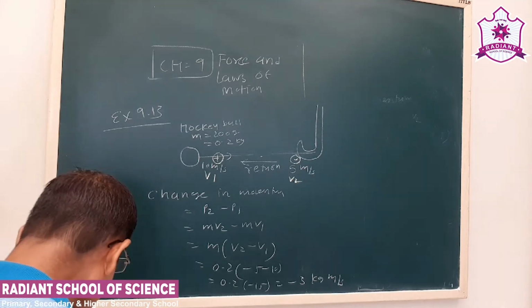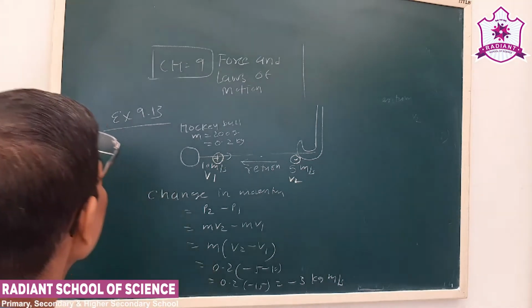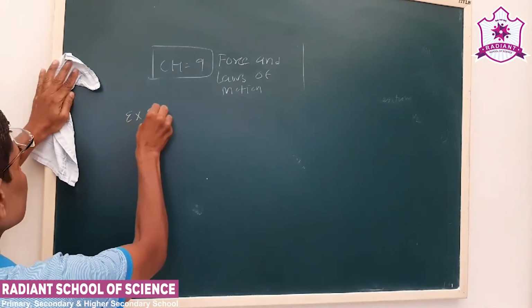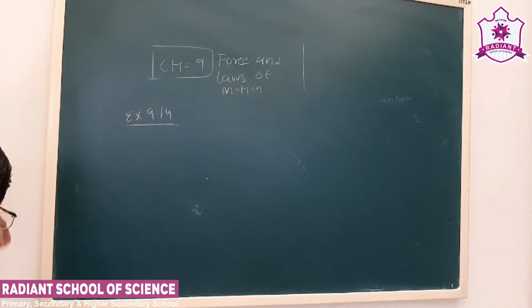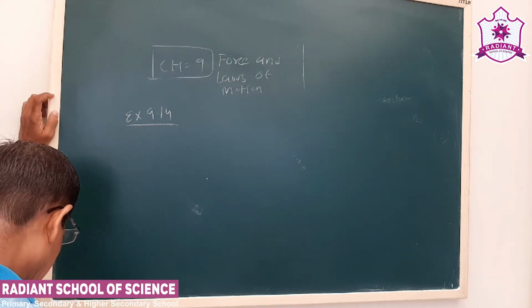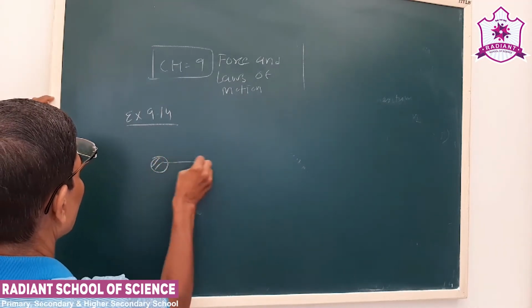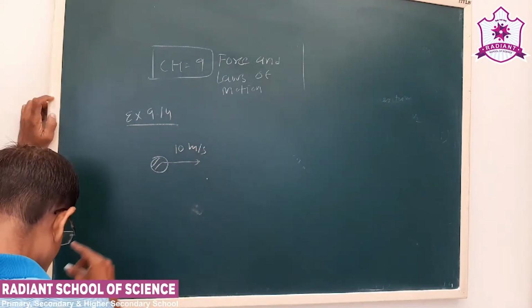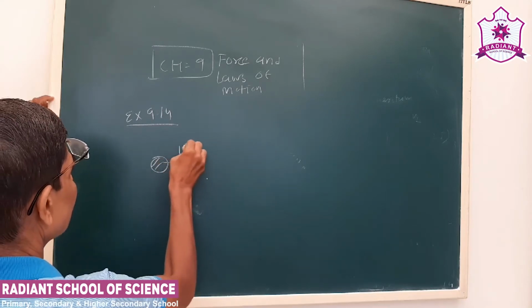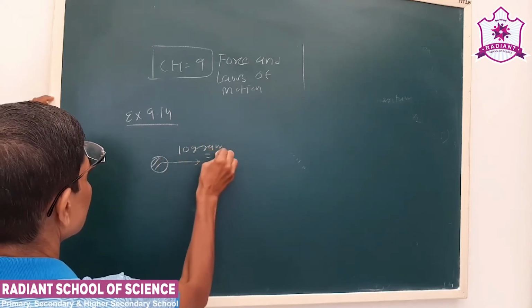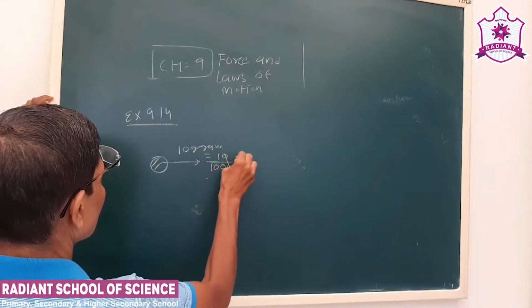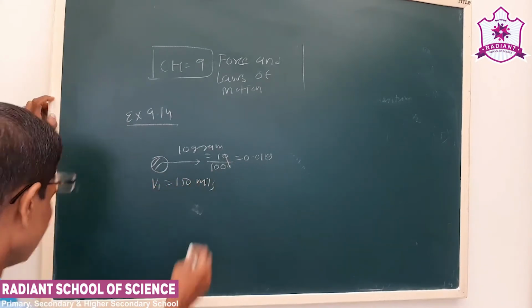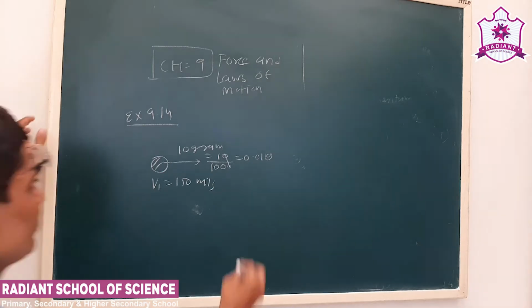Now next is exercise sum number 9.4. A bullet of mass 10 gram is fired with a velocity of 150 meter per second and strikes a stationary wooden block.